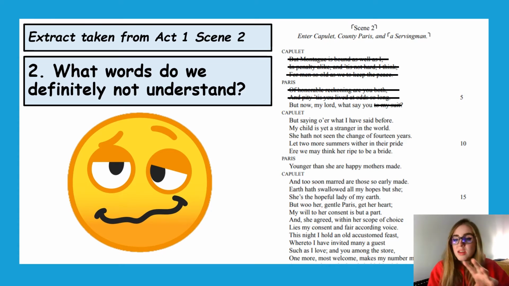Now, there's some words in here you might not understand, so you might not know that "o'er" means over, but there are some words that we are definitely going to know. So we're just going to get rid of the words that we might not know. We might not know what that word means. We know what "I have said before" means. It's what I've talked about before. We all know what a stranger is. We all know what "my child" means. So we're just going to get rid of some of the ones that you might not know.